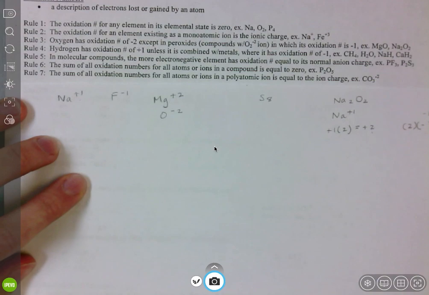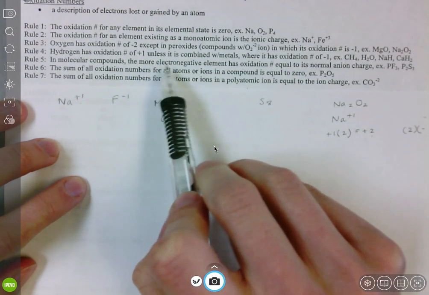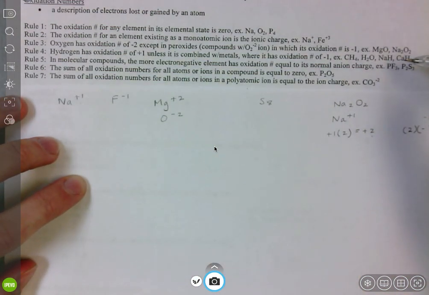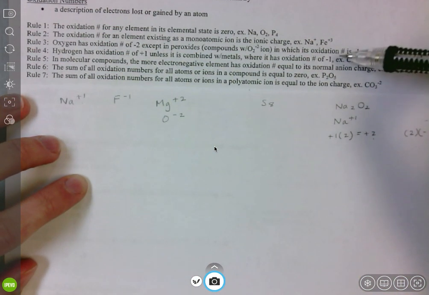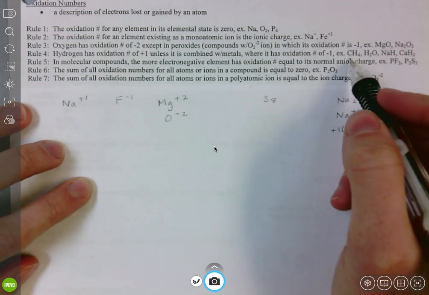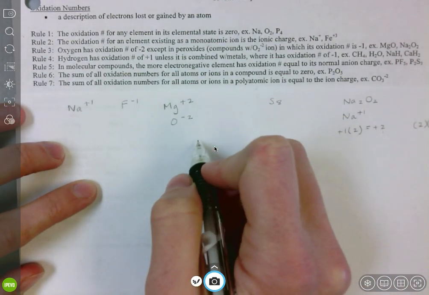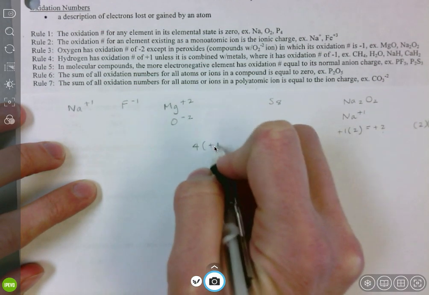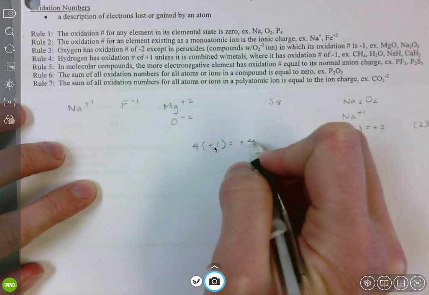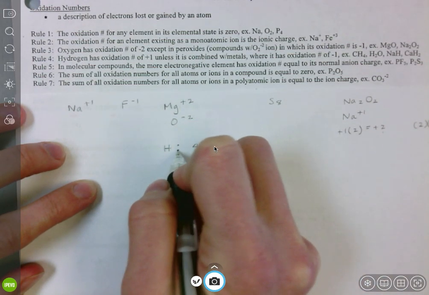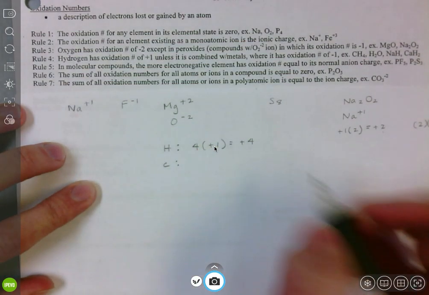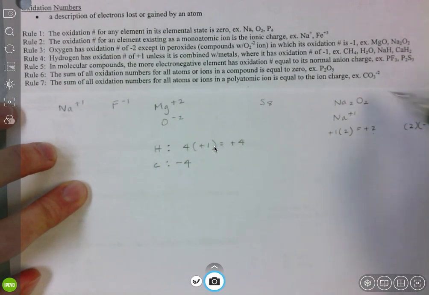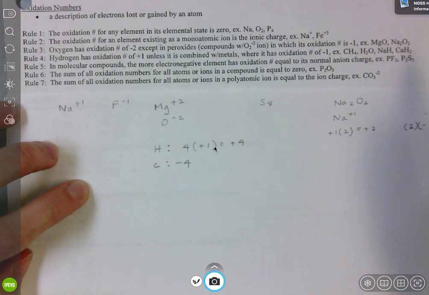Rule number 4: hydrogen has an oxidation number of positive 1 unless it's combined with metals, at which point it would have an oxidation number of negative 1. Here with carbon, carbon is not a metal, so hydrogen is going to have a positive charge. There are 4 hydrogens, each with a positive 1 charge, so overall we have a positive 4 charge. Carbon, in order to cancel out that positive 4 charge, has to have a negative 4 oxidation number. That's what we're looking at here with CH4, methane.